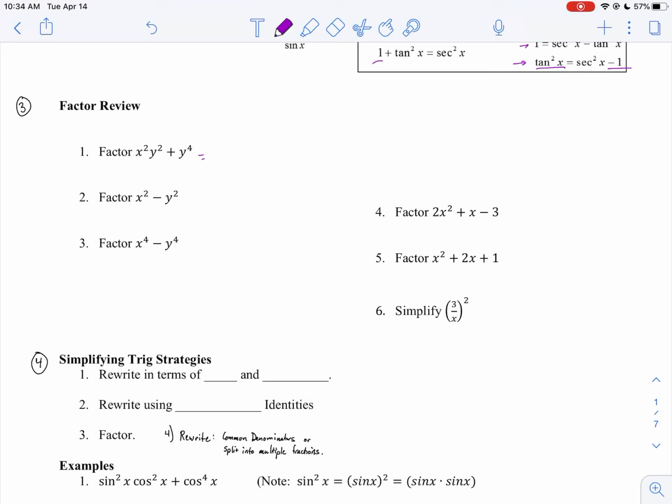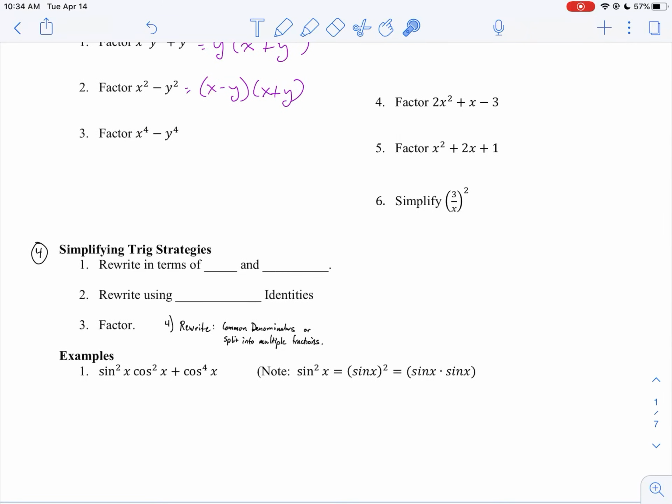All right, in this first problem, hopefully you're seeing y squared in both terms and recognizing we can take out a greatest common factor of y squared. When we do that, we get x squared plus y squared left inside the parentheses. The next one, hopefully you see 2 perfect squares and a subtraction sign, and you're recognizing, hey, this is a difference of squares. So we could factor this as x minus y, x plus y.